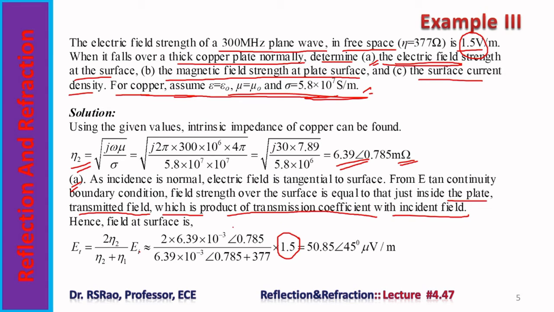So this outside field now is E_I multiplied by transmission quotient. Transmission quotient is 1 plus reflection quotient. 1 plus reflection quotient comes out to 2 eta 2 by eta 2 plus eta 1. This is transmission quotient. We know eta 2, we have already calculated. Eta 1 is free space, meaning 377 ohms. Substitution and all that gives us E_T, that is field just over the surface outside, 50.85 at an angle of 45 degrees microvolts per meter.